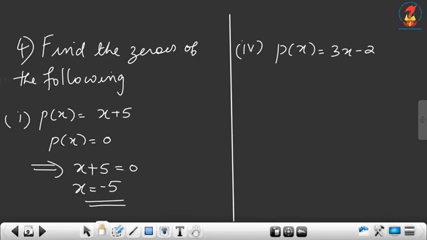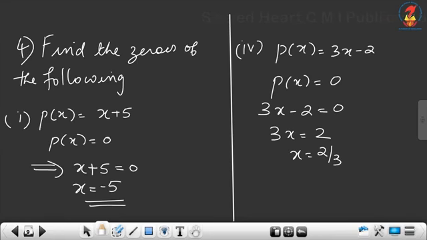Fourth subdivision, p of x is equal to 3x minus 2. Here also you have to equate to 0. So, 3x minus 2 equal to 0. 3x is equal to 2. X is equal to 2 by 3.